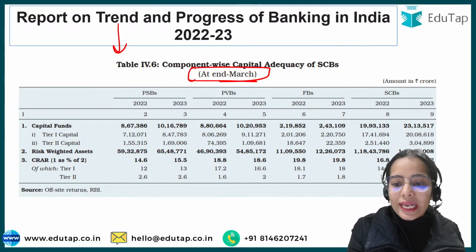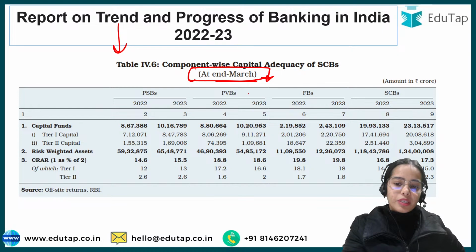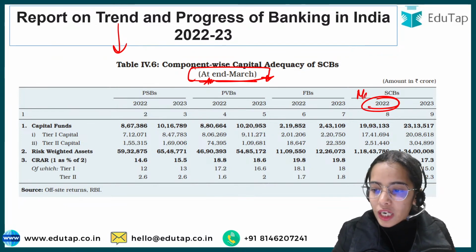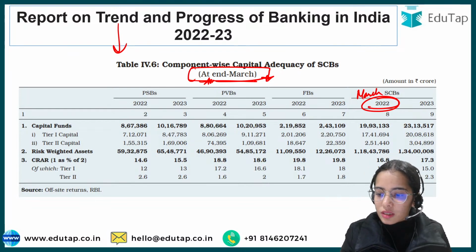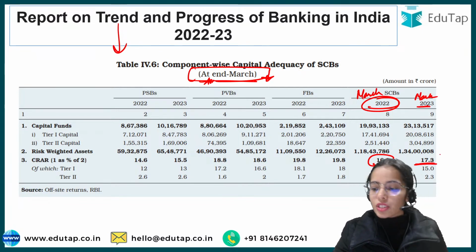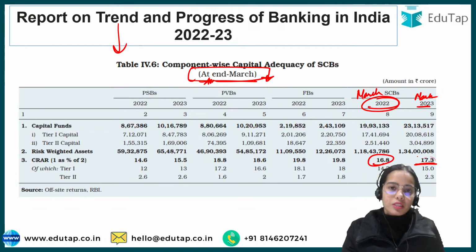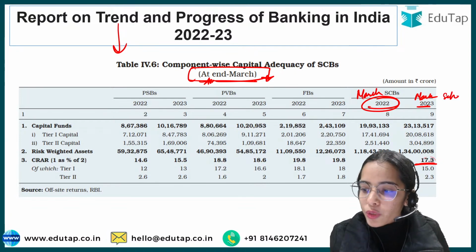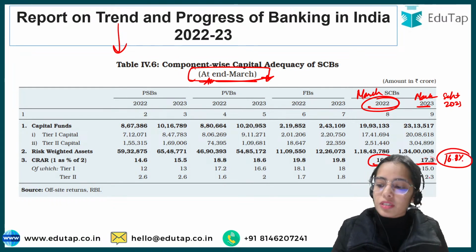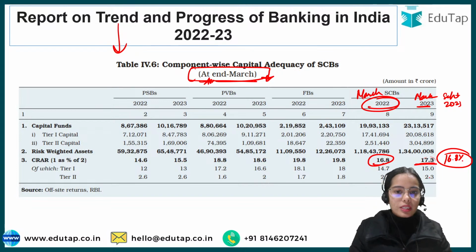Okay. Now this was the data from the report on trend and progress. This was for end March. Now I skipped this part, so that's why the problem was created. So in March 2022, the scheduled commercial banks were keeping 16.8%. In March 2023, the banks were keeping 17.3%. Scheduled commercial banks were keeping 17.3% of CRAR. And in September 2023, again, the banks were maintaining 16.8% of CRAR. So now I think everything is clear.